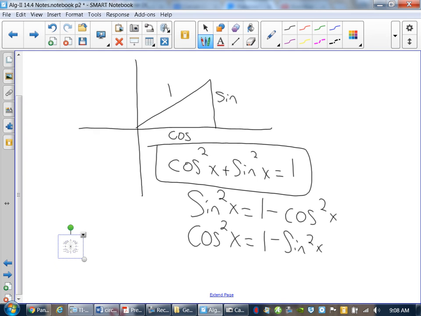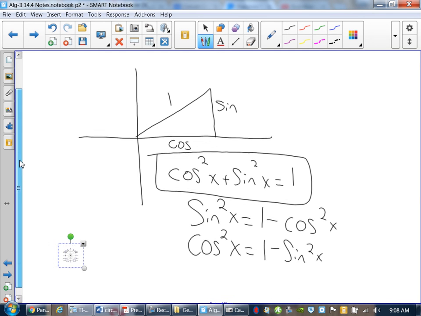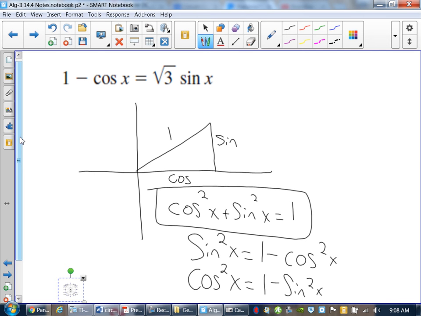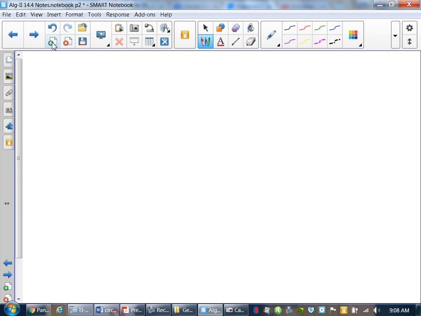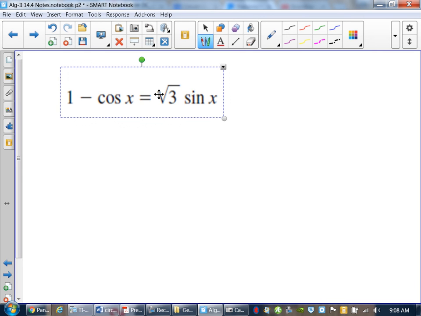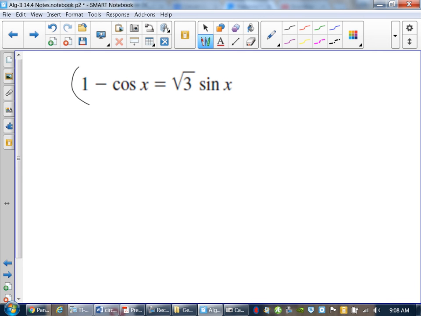So when I see a trig equation, back to where we were starting with this, when I see a trig equation that has both sine and cosine in them that are not squared, I need to create something. So if you square one side of an equation, what do you have to do to the other side? Square it. So you wind up having to set up something like this. We're going to square both sides.